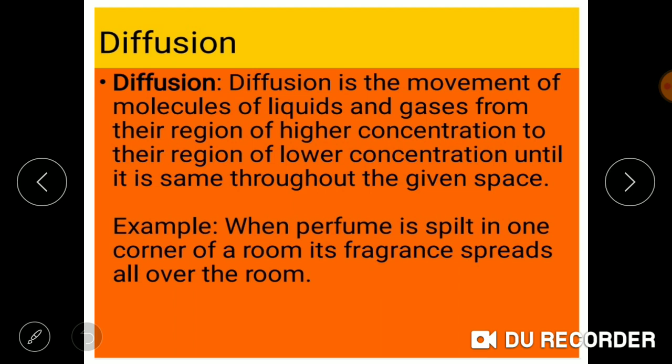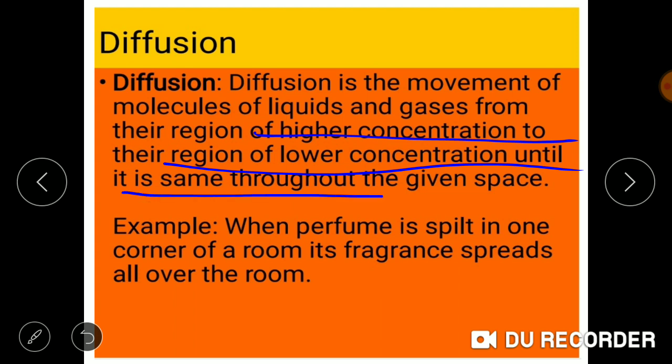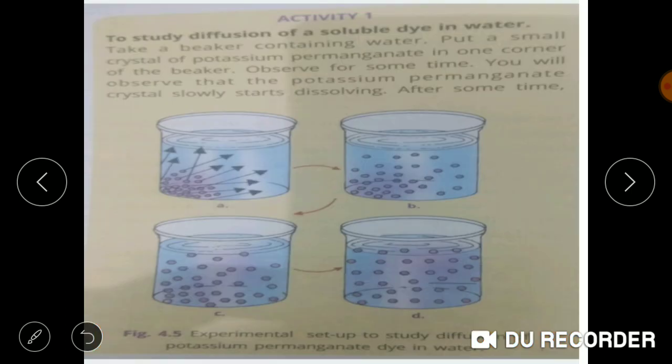Diffusion is the movement of molecules of liquids and gases from the region of higher concentration to the region of lower concentration until equilibrium is maintained, until the concentration becomes the same throughout the given space. An example: when perfume is spilt in one corner of the room, its fragrance spreads all over the room because of diffusion.